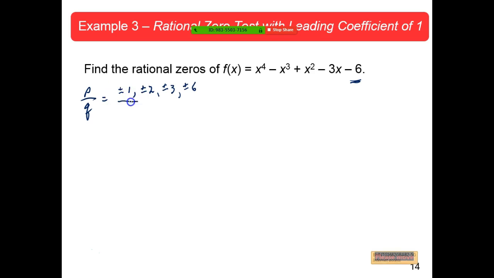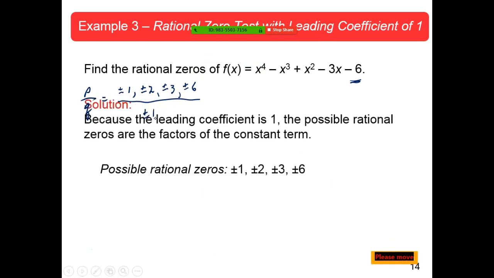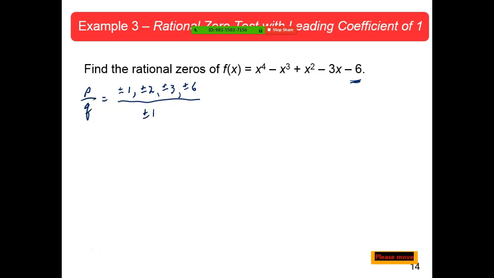Okay? And we're going to divide that by all the possible factors of 1. That's easy. Plus or minus 1. Okay? So you've listed all the factors. That plus or minus 1 in the denominator makes it so easy. All your possible rational zeros are just those numerators. That's equal plus or minus 1, plus or minus 2, plus or minus 3, and plus or minus 6. That's all of them.